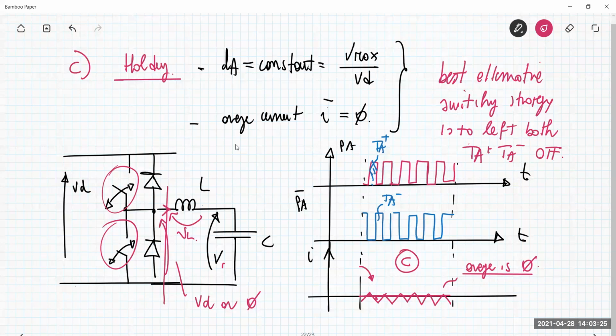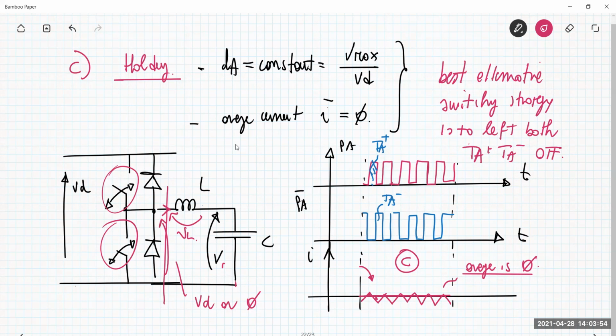Okay. Of course, what is the drawback of this situation? I left the capacitor open. If the capacitor is ideal, this is exactly what I want. If the capacitor is ideal, no current can flow and the voltage remains constant. And this is the ideal situation.